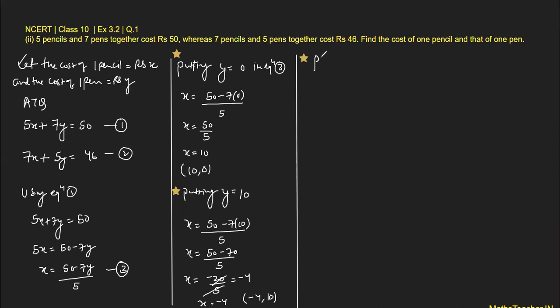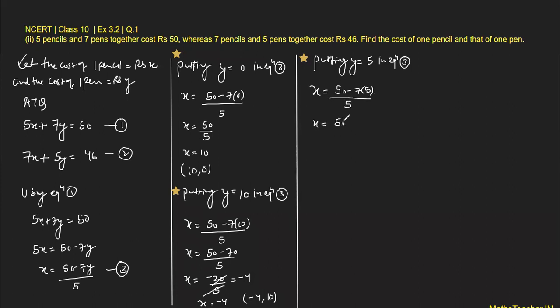So I'm going to put y is equals to 5. Let's put 5 in equation 3, of course. Let me write down here again, in equation 3. So if I put this value of y is equals to 5 in equation number 3, it will come out to be x is equals to 50 minus 7 into 5 upon 5.